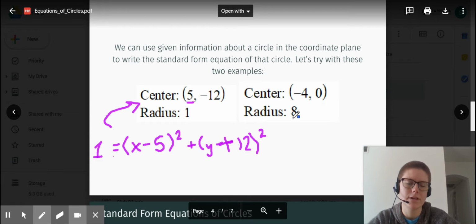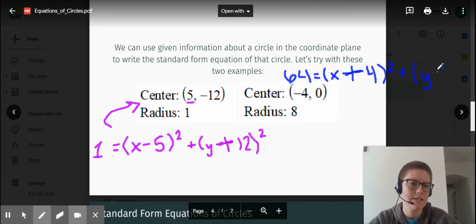Then let's try this one. For this one, our radius is 8. 8 squared is 64. 64 equals x. And once again, we're minusing a negative, so that's going to turn into a plus. x plus 4 squared plus y minus 0.